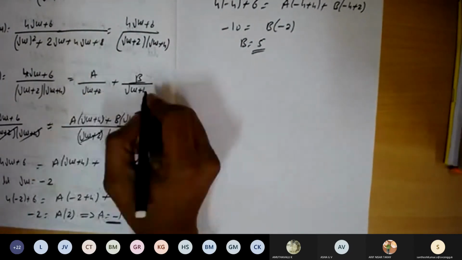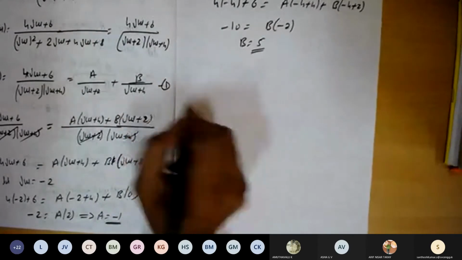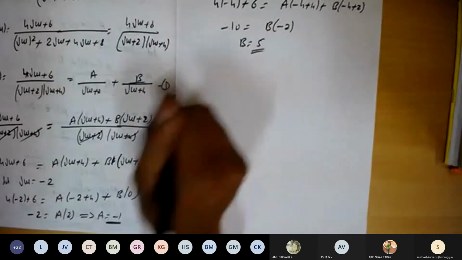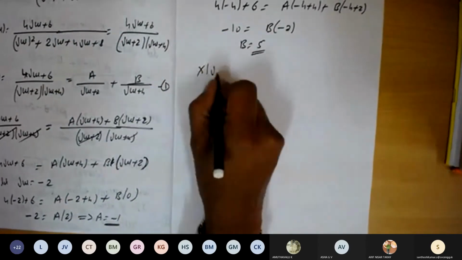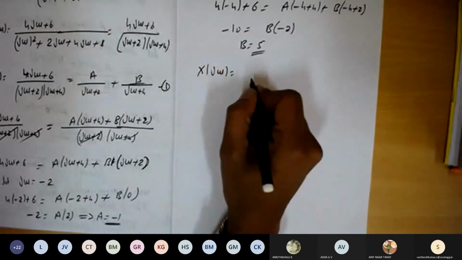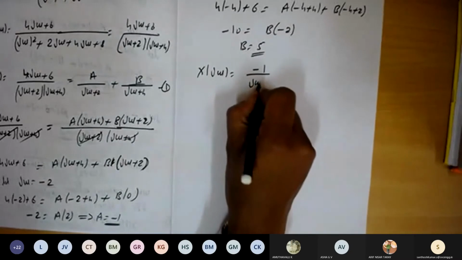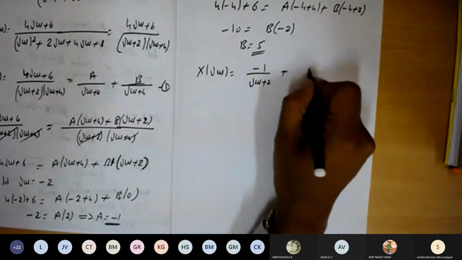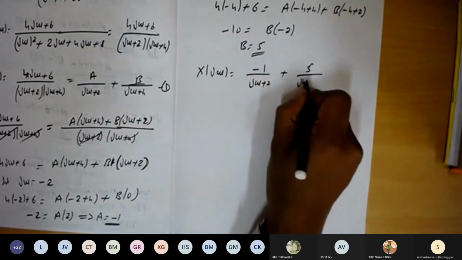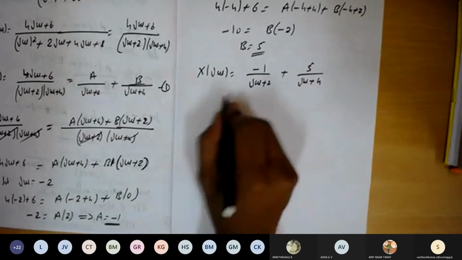Now let us substitute this in, call this as equation number 1. Let us substitute the values of a and b in equation 1. So X of j omega will become equal to a, the value of a is nothing but minus 1, divided by j omega plus 2, plus the b value, which is nothing but 5, divided by j omega plus 4.